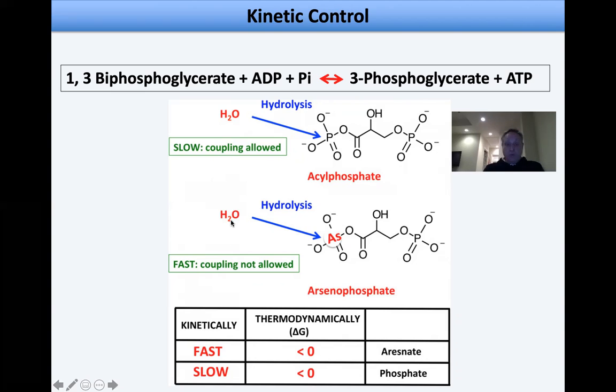Now, but there's a difference when you hydrolyze the arsenophosphate bond. What happens is that it's so fast, there's not enough time to couple it to the synthesis of ATP, and you get no substrate level phosphorylation. As a consequence of that, you actually lose energy in glycolysis. So what we see is that despite the fact that both steps are thermodynamically permissible, one is fast and one is slow, and the biological consequence is that you don't make enough energy.